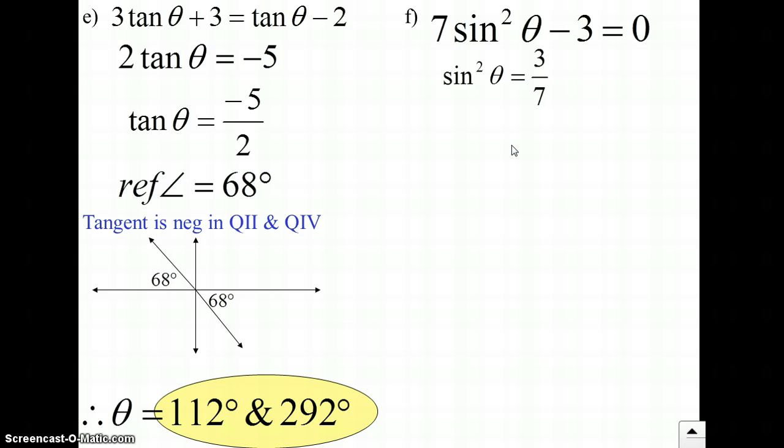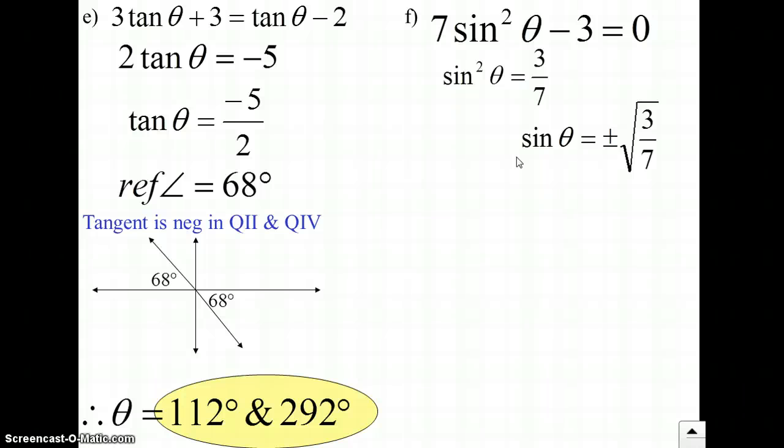Well, we know how to get rid of an exponent 2. We take the square root of both sides. So I'm going to take the square root of both sides of this equation. And remember, anytime you take the square root of an equation, you must include the positive and negative. So sine theta equals plus or minus the square root of 3/7.